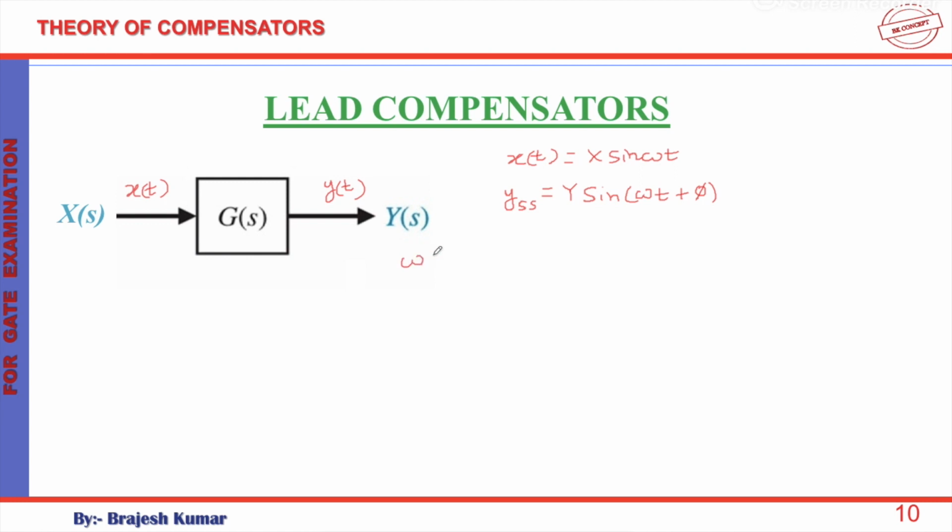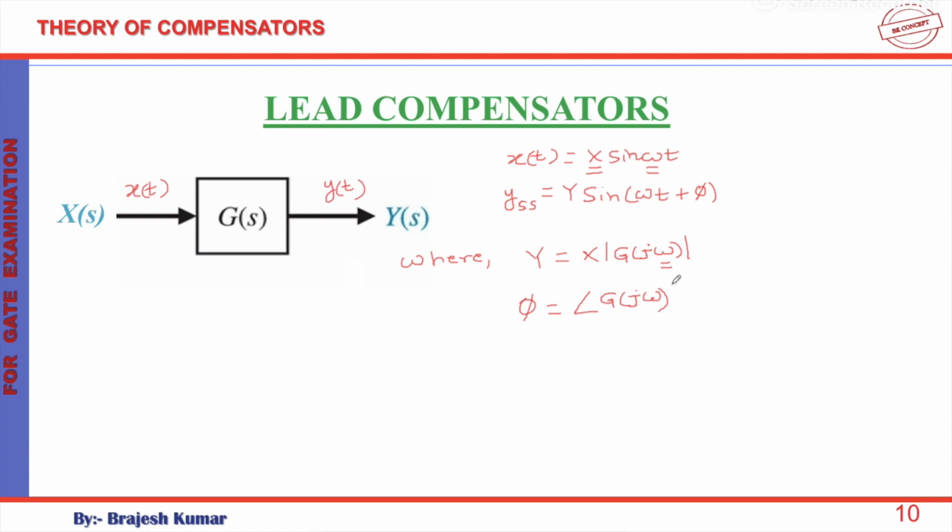where we have already calculated that Y is given by the magnitude, the amplitude of the original signal, multiplied by the magnitude of the sinusoidal transfer function at the given frequency. This frequency omega is basically the frequency of the signal. Similarly, phase phi, we already calculated, is nothing but the angle of the sinusoidal transfer function with a frequency omega.